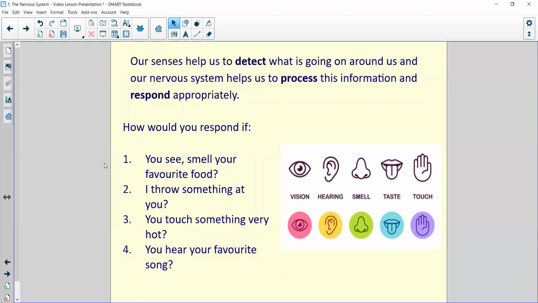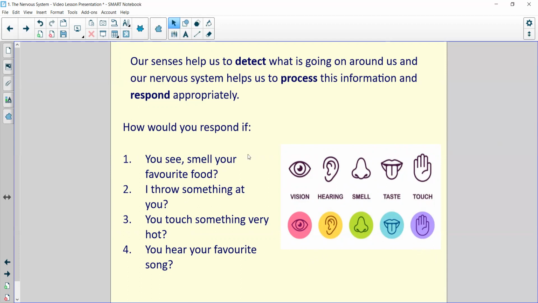And perhaps the most sensitive areas of the skin in terms of touch would be our hands. They've got a far greater number of sense receptors on the surface, and so they are better at detecting things like texture and temperature, perhaps than other parts of the body. But the skin does have these sense receptors all over it.